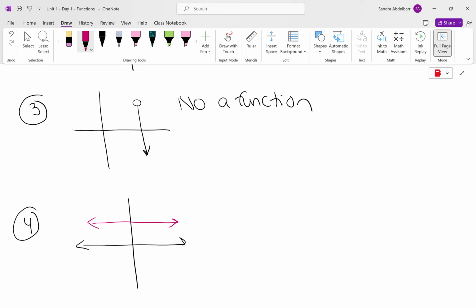All right, what do you all think? Function, not a function? Function, you got it. It completely passes the vertical line test. A horizontal line is a function.